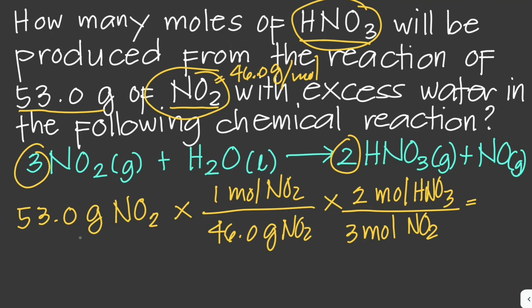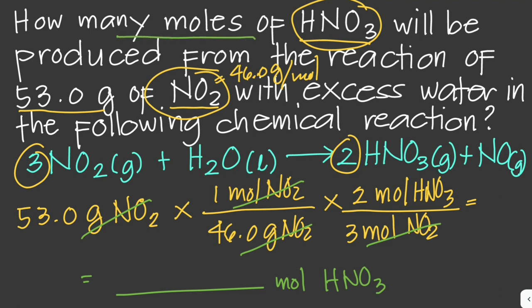All right, the grams here cancel out, as well as the moles NO2, and then we are left with moles nitric acid. So that is what we are asked for, number of moles of nitric acid. So we just multiply 53 times 2 divided by 46 divided by 3 moles, and so we get 0.768 mole nitric acid.